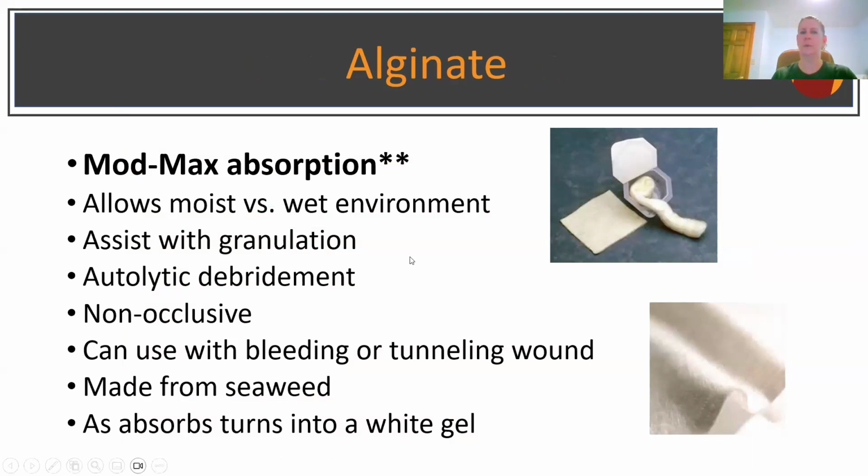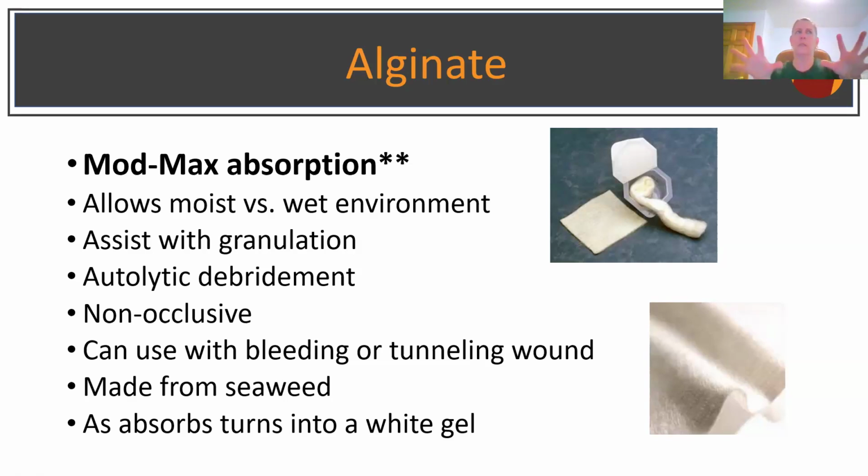Again, it can assist with granulation, debridement. These to me look like white felt. That's how I explain alginate. Sometimes on the exam, it might say calcium alginate. It's the same stuff. Okay. It's made from seaweed. So people who are allergic to seaweed, you can't use it. They'll have an allergic reaction. It turns into a white gel.